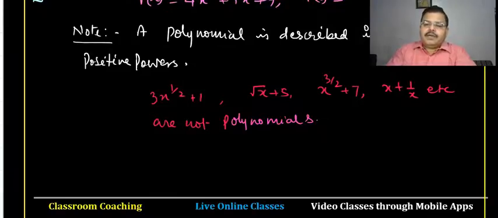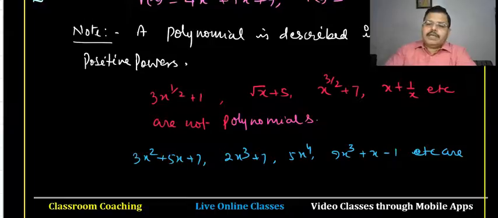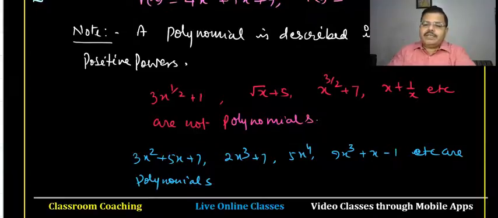But one thing you also need to remember: if I write 3x square plus 5x plus 7, 2x cube plus 7, 5x4, 9x cube plus x minus 1, these are polynomials. And what are these? These are called coefficients. Here 3 is called the coefficient of x square, 5 is called the coefficient of x, and 7 is called the constant term. There is no x, so that is called the constant term. So here the constant term is 7. In this expression also the constant term is 7. In this expression the constant term is 0.